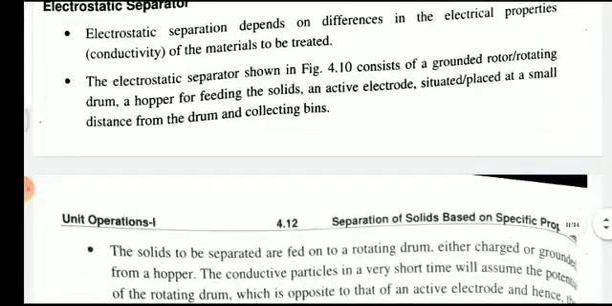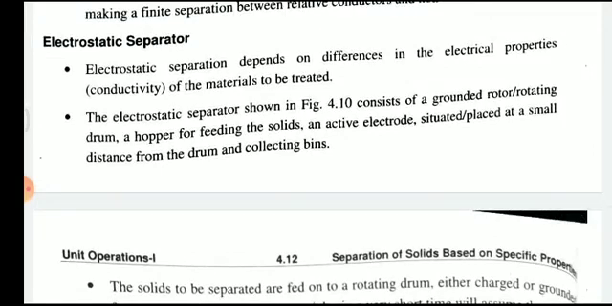Electrostatic separation depends on differences in electric properties. That means conductivity, whether the material is positively charged or negatively charged. So the conductivity and the positive or negative charge of the material to be treated. Electrostatic separation depends on the difference in the electric property, that is conductivity.